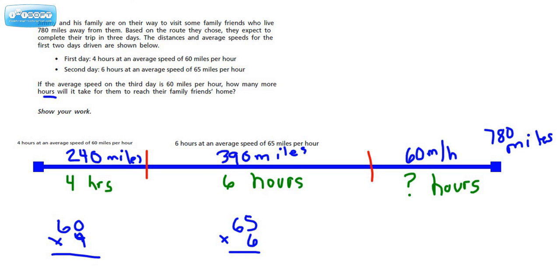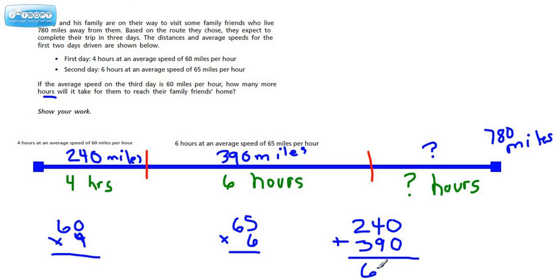Now remember, let me erase this because that's kind of in the way. We have to go 780 miles. So how many miles do we have to go to get to our destination? That might be a good number to have. So let's add these two numbers. We need 240 plus 390 to get how far they've gone. And if we add that up, we get 630 that they've traveled so far. So here to here, that's 630 miles.